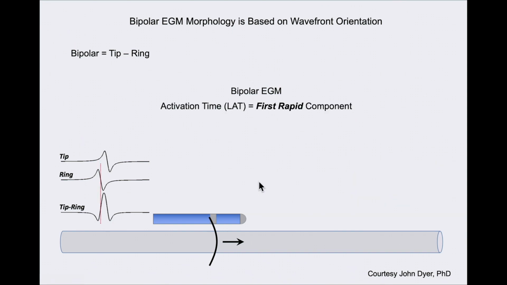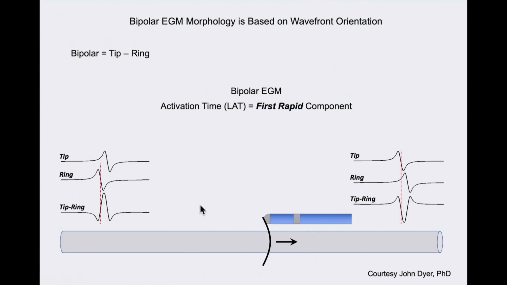And again, for timing, remember, we always annotate, or we always select the local activation time as the first rapid component. So if the second electrode is encountered first, the wave is going to have a W shape, where the first component is an upstroke, whereas if the wave encounters the tip first, the first component is going to be a downstroke, giving you the classic M shape that we always draw as a bipolar electrogram.